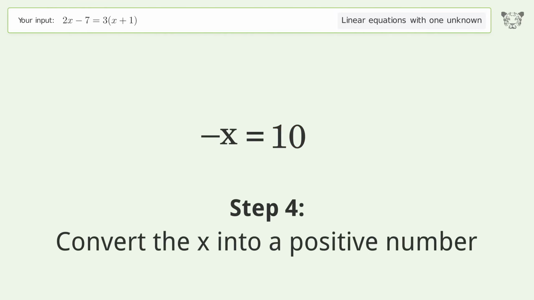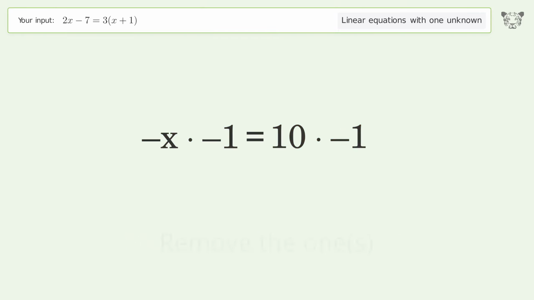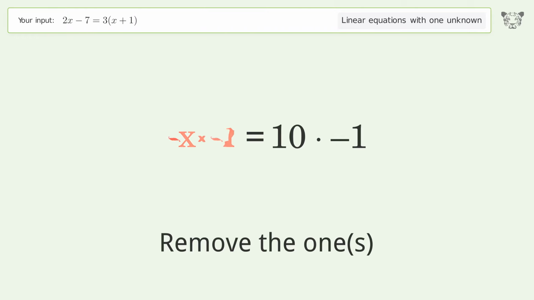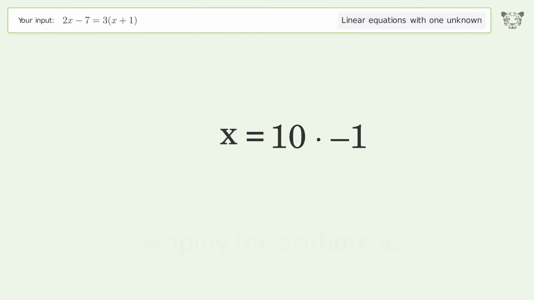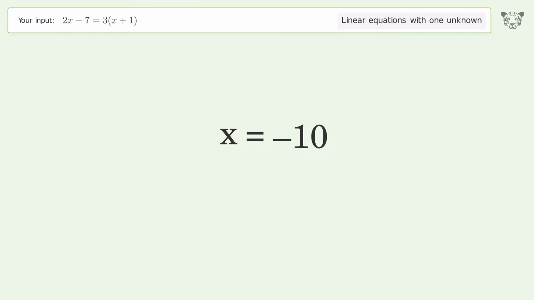Convert the x into a positive number. Multiply both sides by -1. Remove the ones. Simplify the arithmetic. And so the final result is x equals -10.